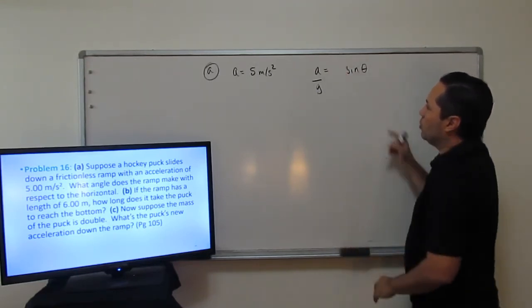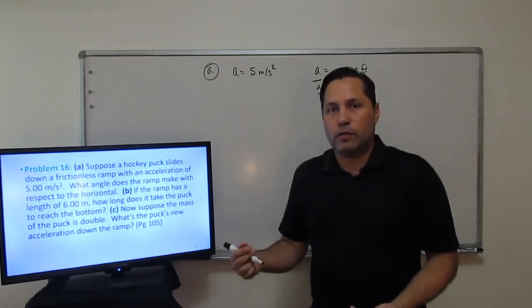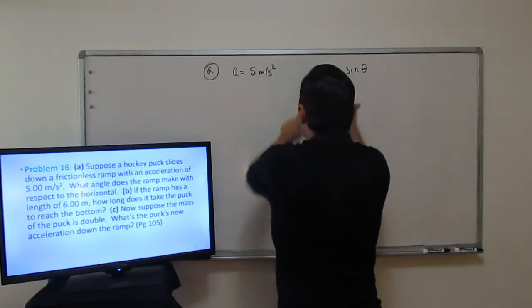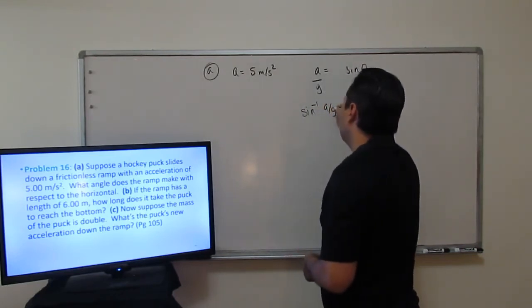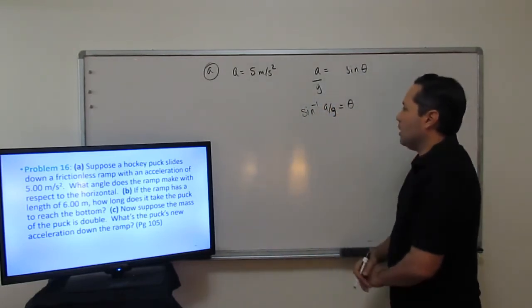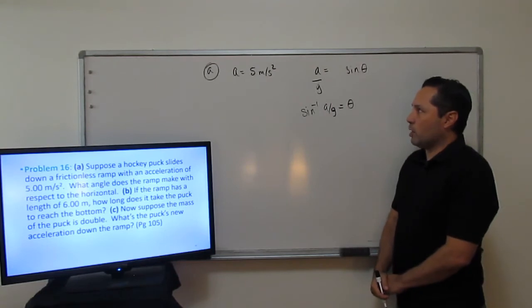Next, what do I do to get rid of sine? Well, you do inverse sine. So we're going to do it to both sides, so it'll look like this. Inverse sine of A over G is equal to theta. And that's how you would solve this problem.